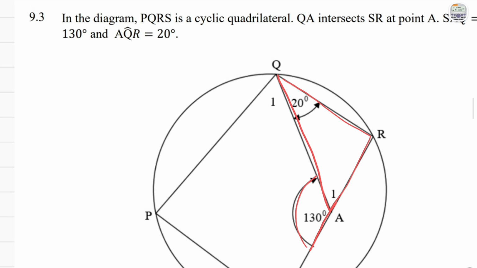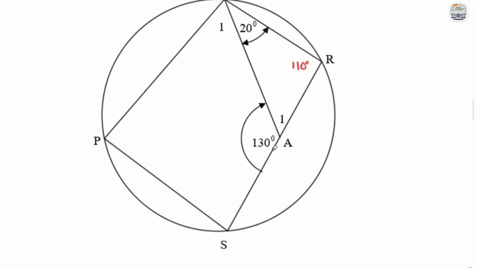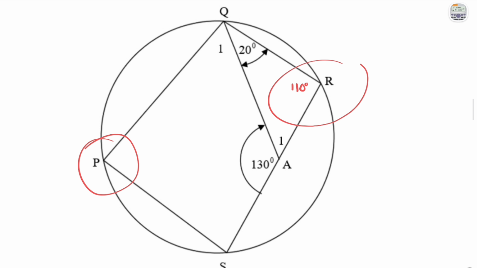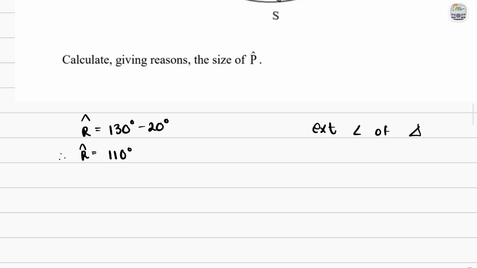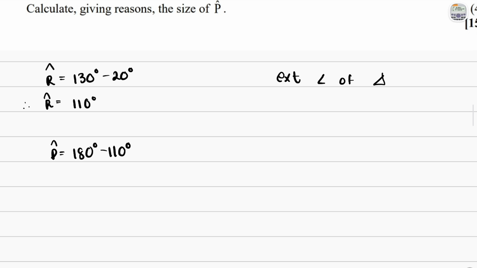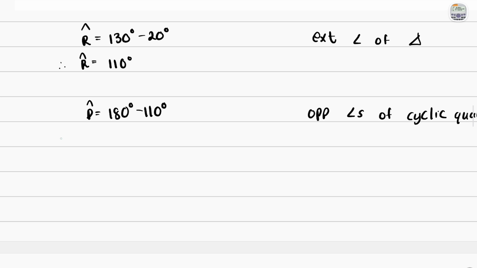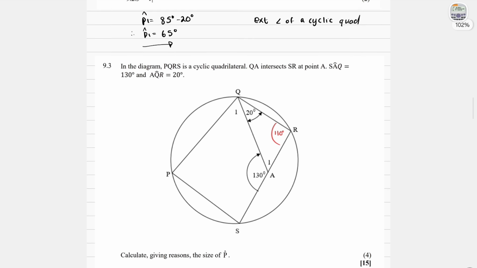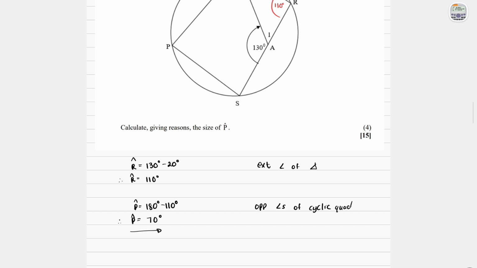So we know now that this is 110. And now how do we find angle P? We know that the opposite angles of a cyclic quad add up to 180 degrees. So angle P is equal to 180 degrees minus 110 degrees, and that is because of the opposite angles of a cyclic quad. Therefore, angle P is equal to 70 degrees. That is our answer, and that is it for question 9.